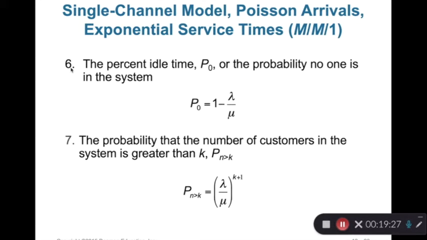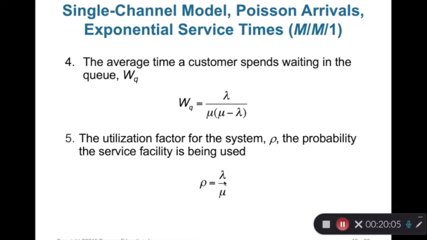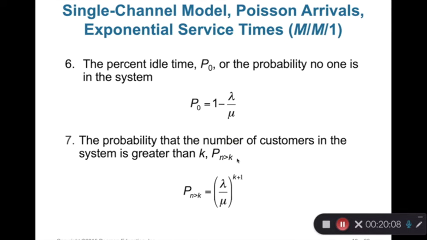Also, number six, the percent idle time, P0, or the probability no one is in the system. You should know this formula. P0 equals 1 minus lambda divided by mu. So what is lambda divided by mu? We should go back. It is the utilization factor. So in order to calculate the percent idle time, or the probability no one is in the system, you just use 1 minus the utilization factor.